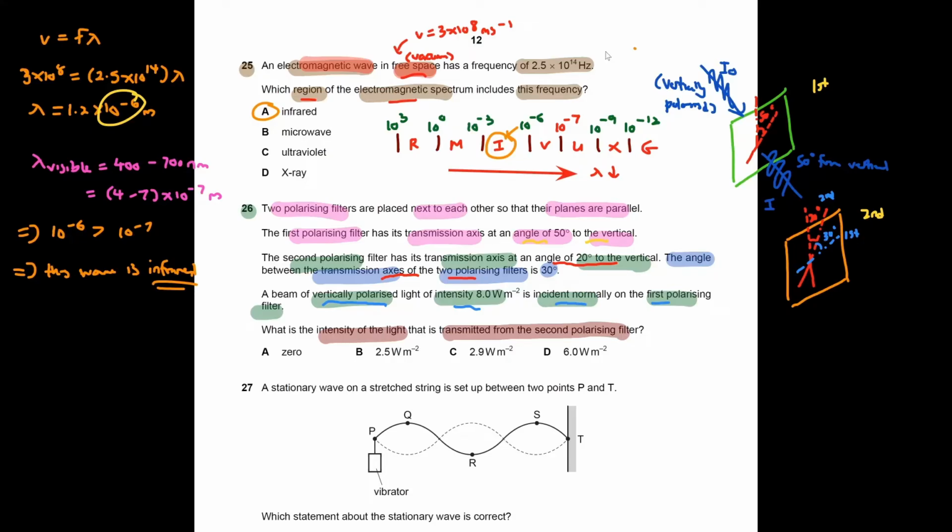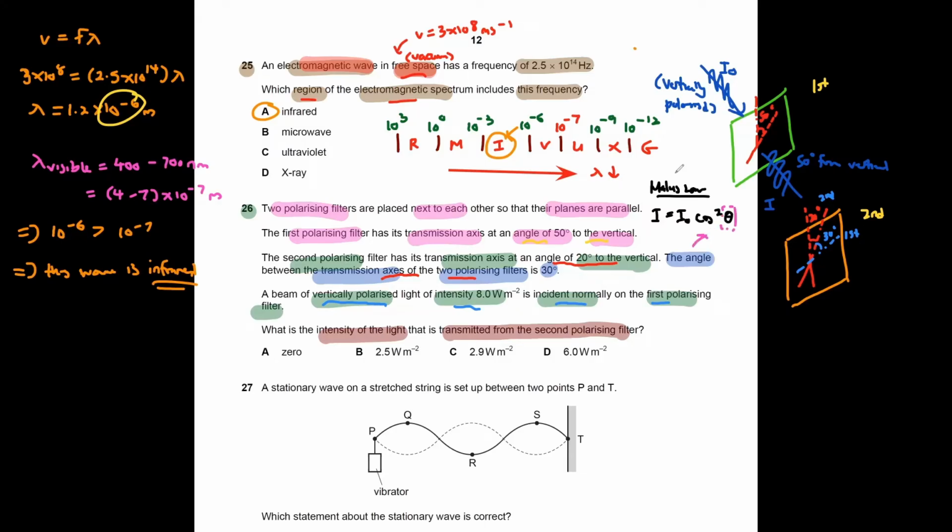So to do this, you will need to make use of Malus law. Malus law is something that you learn from polarization, where we tell you is I equals I naught cos squared theta. Now the theta here is something that you need to be very careful about.